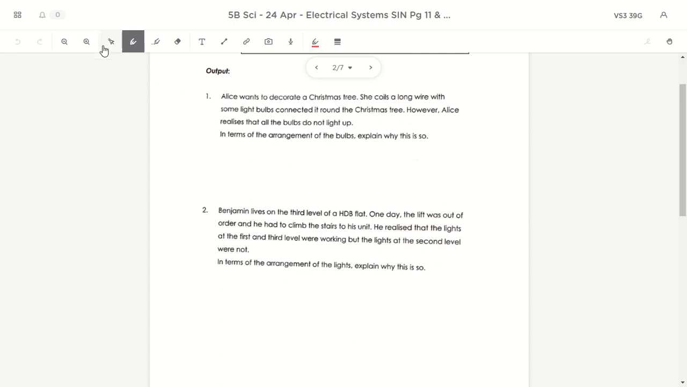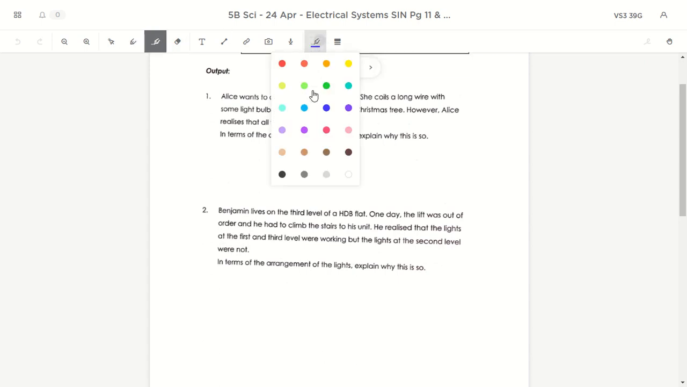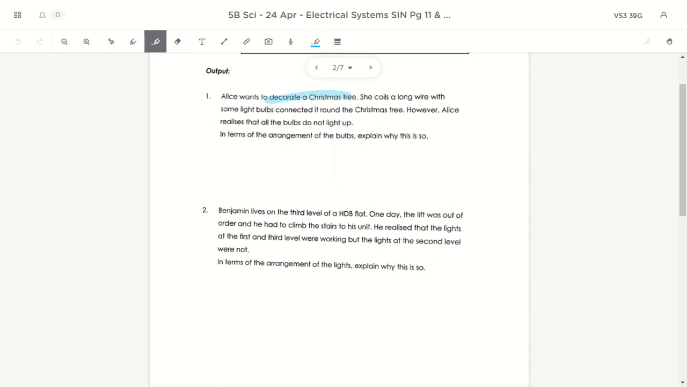So let's say I have a Christmas tree. Let's go back to blue color. Let's say I want to decorate a Christmas tree. There's a long wire of light bulbs connected to it, and I go round and round the Christmas tree. But I realize all the bulbs never light up. So in terms of arrangement, some of you never explain in terms of arrangement. In terms of arrangement, why do the bulbs never light up?